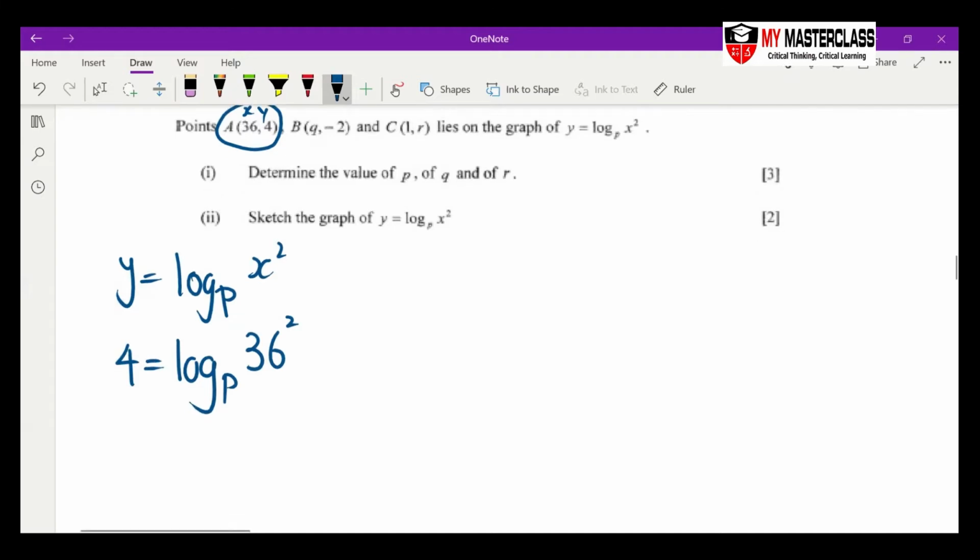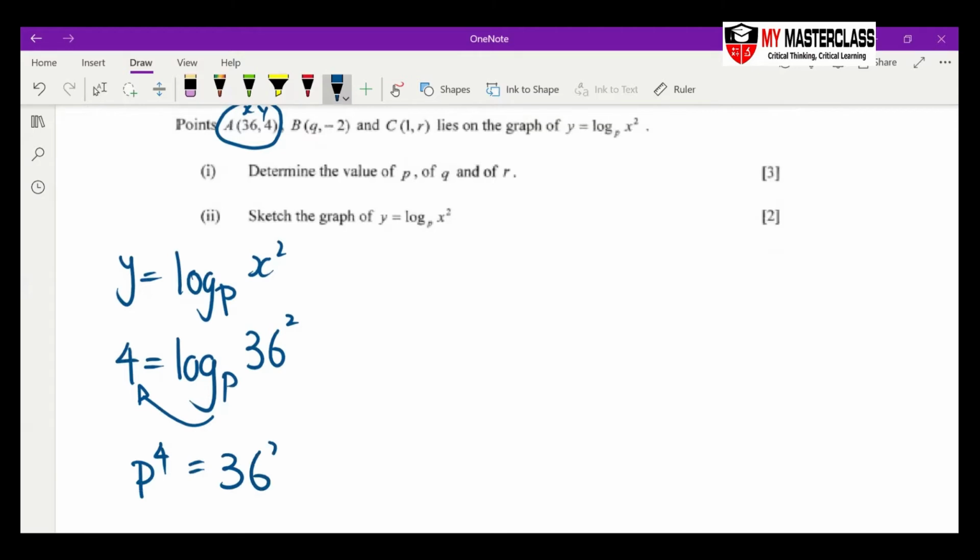If you can remember your log, this guy is a log base. When you bring it over, it becomes a base. So p to the power of 4 is equal to 36 squared. Log base p is the inverse of p to the power of something. Then it's just simple: p equals 6.